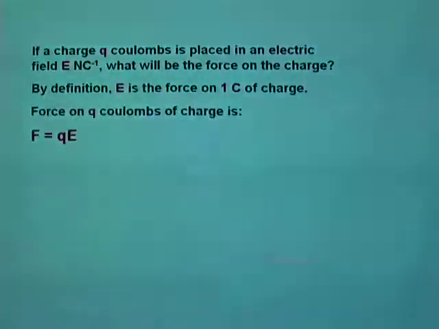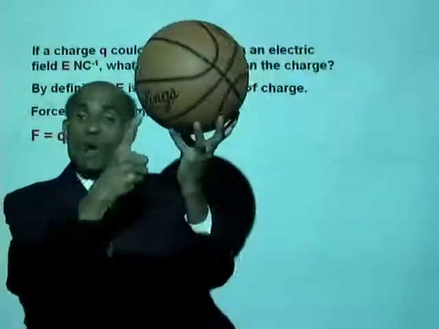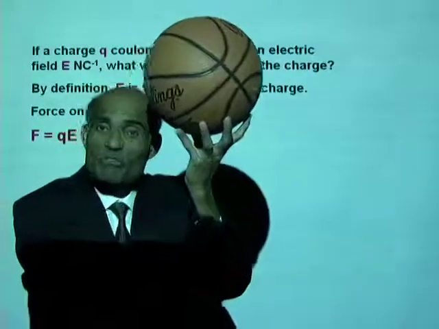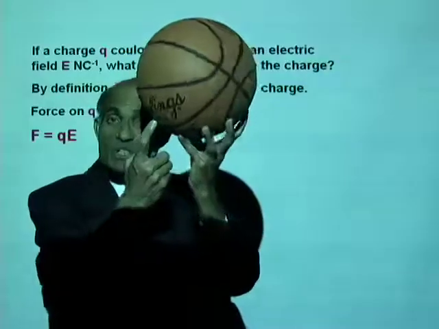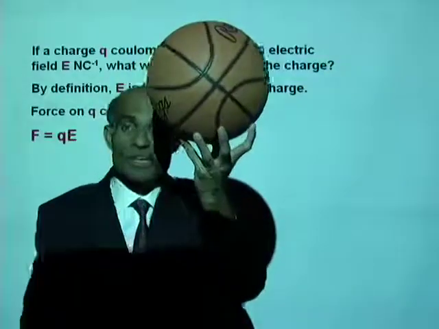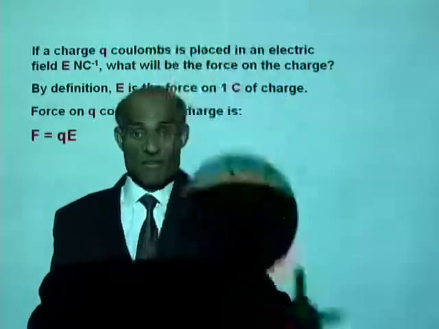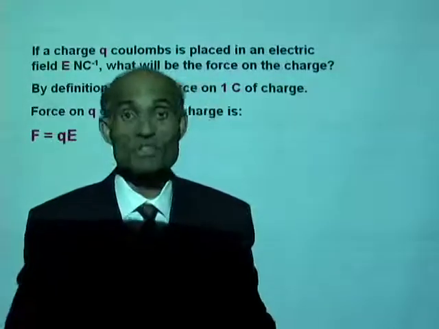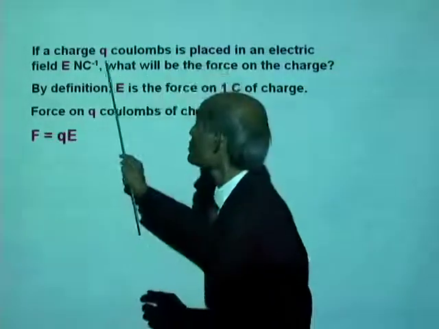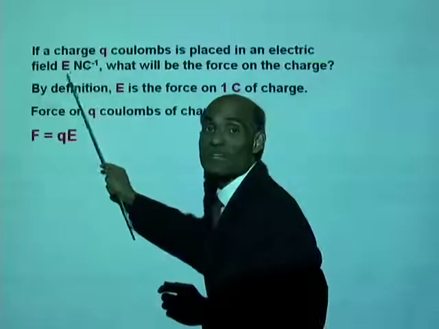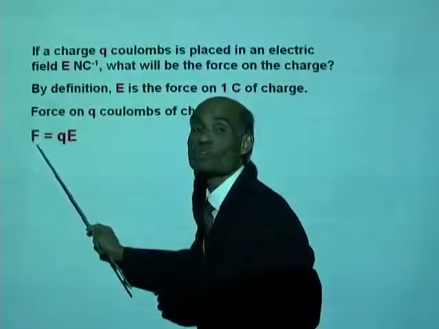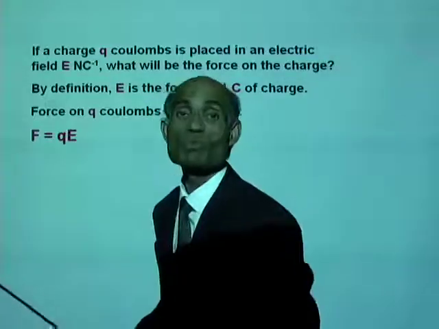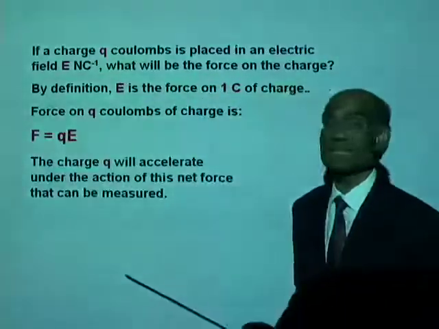In the same way, whenever you place an object in a gravitational field, it experiences a force. This object is being pulled by the earth. It experiences a force, and that's why it falls. In the same way, a charge Q placed in an electric field E will experience a force given by F equal to Q times E.